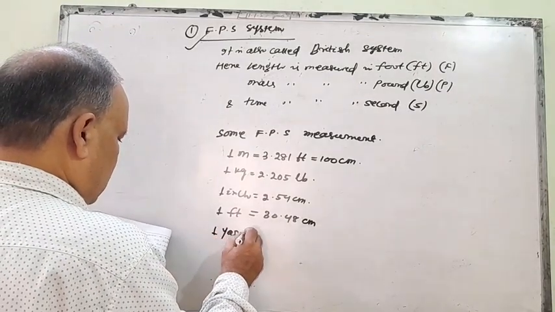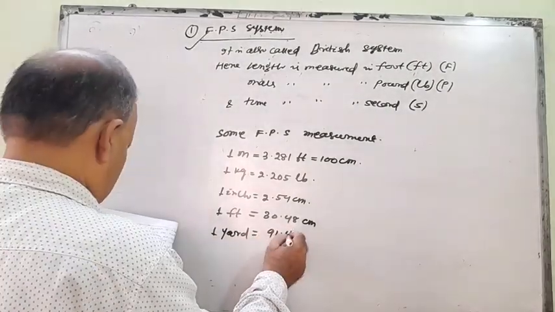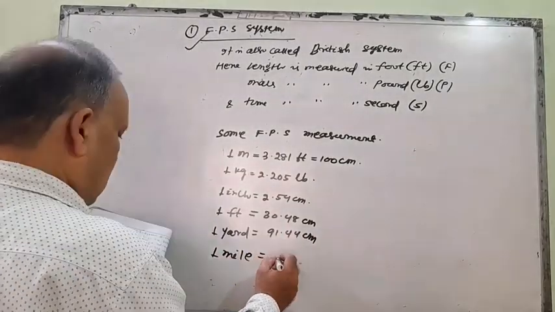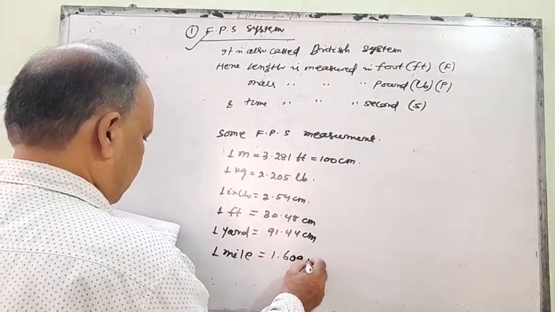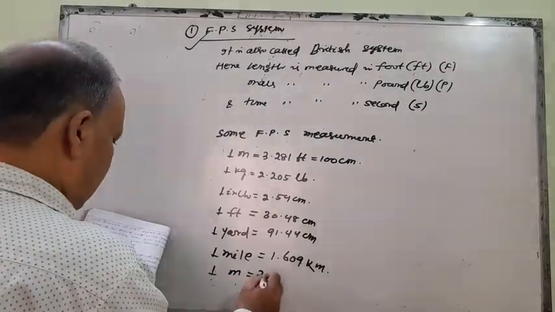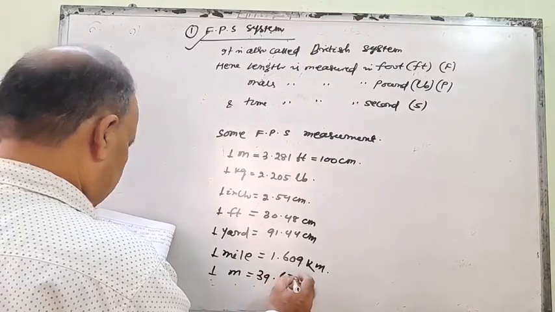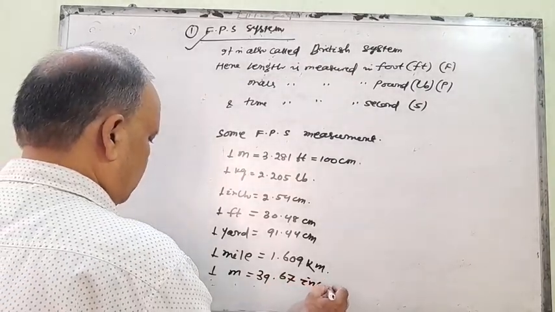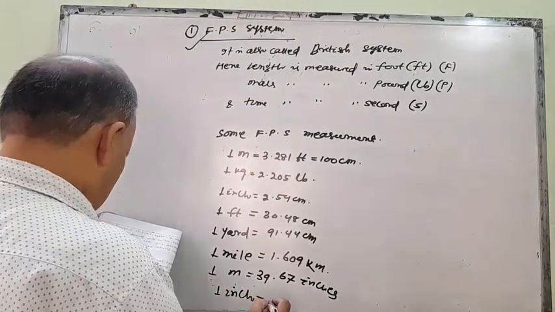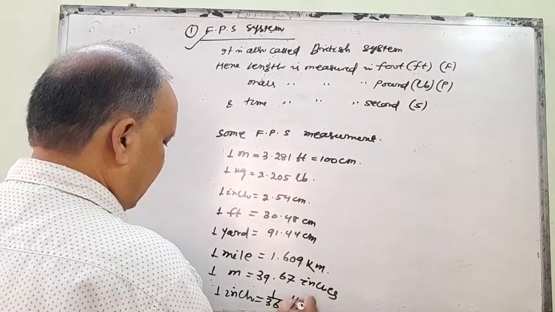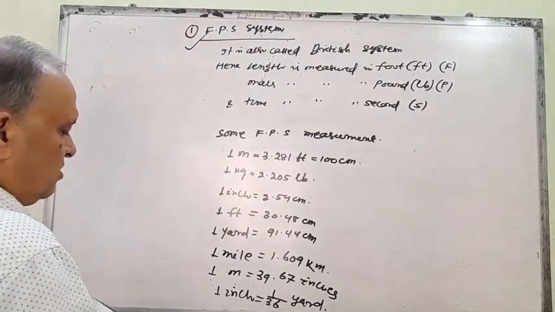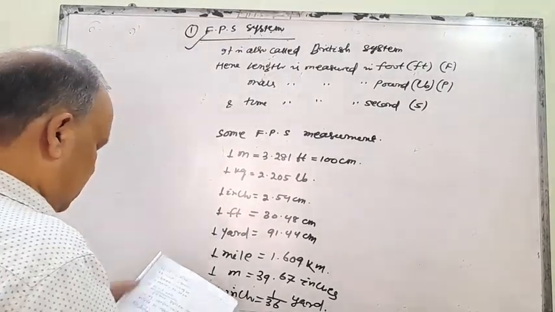1 yard is 91.44 centimeter. 1 mile is 1.609 kilometer. 1 meter is 39.37 inches. 1 inch is equal to 1 by 36 yard. Yard is also a measurement. That means 1 by 36 yard is equal to 1 inch.